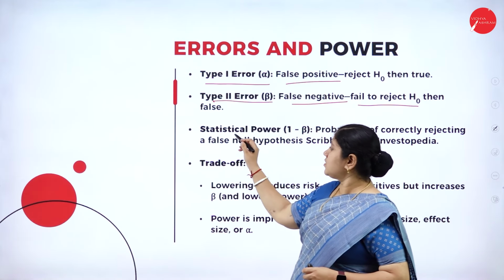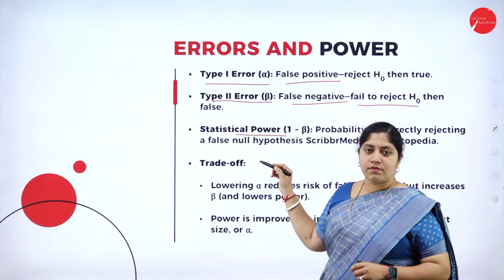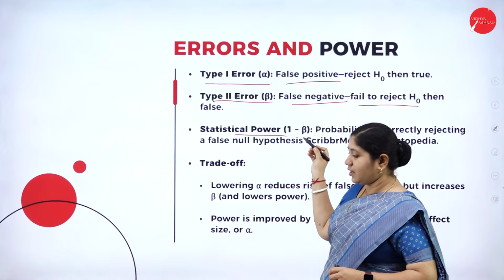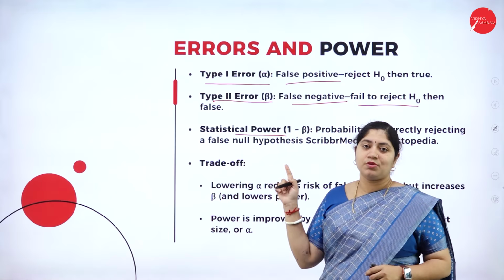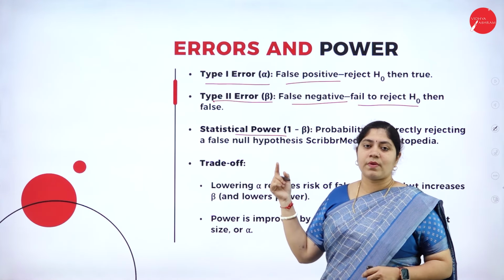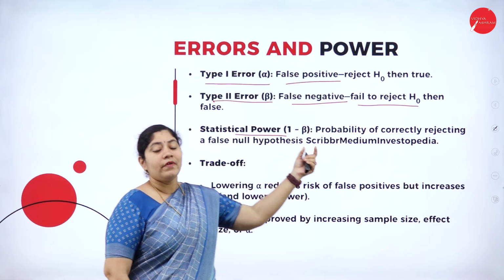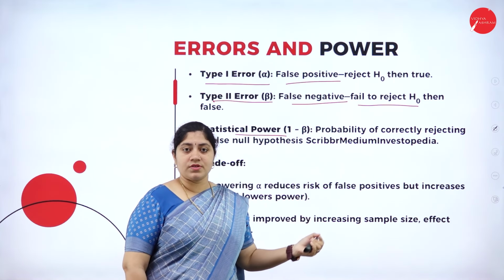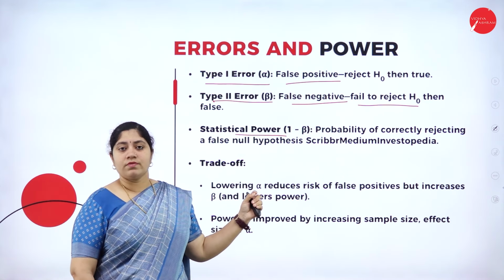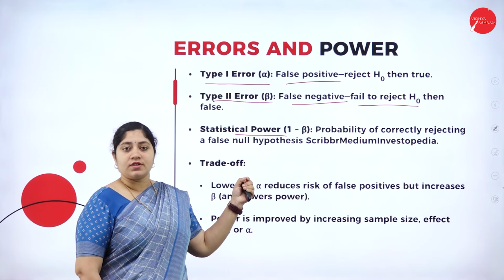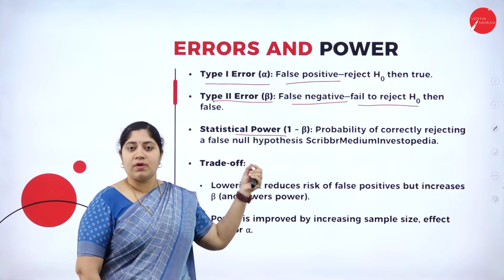Up next, let's see what statistical power is, which is all about 1 minus beta. Statistical power can be considered as 1 minus beta. So here we can note that it is directly dependent on our type 2 error. The power is directly dependent on the type 2 error. The power is the probability of correctly rejecting a false null hypothesis, and we call it statistical power, which is represented as 1 minus beta.